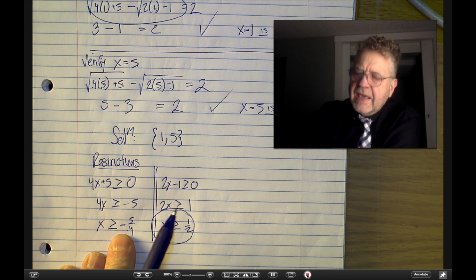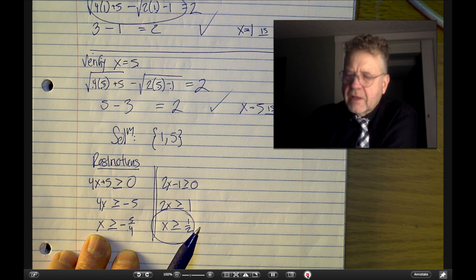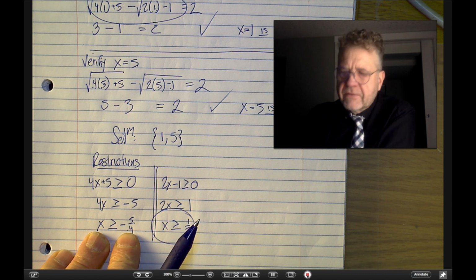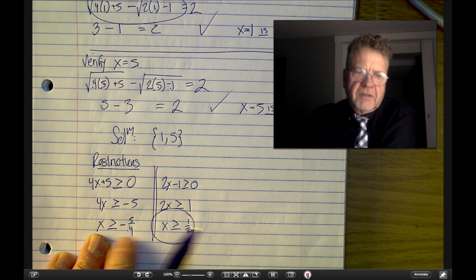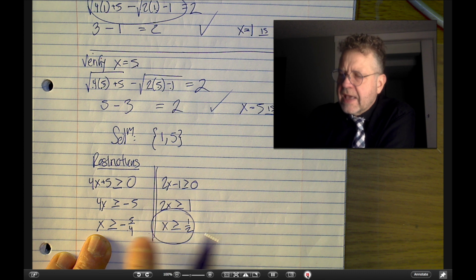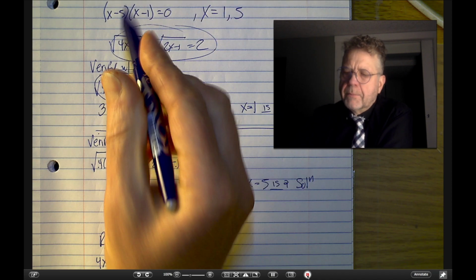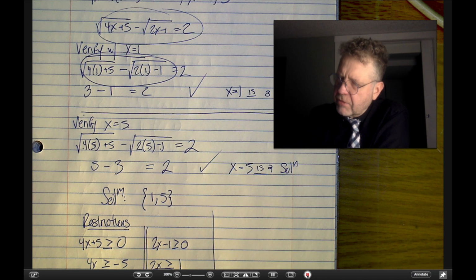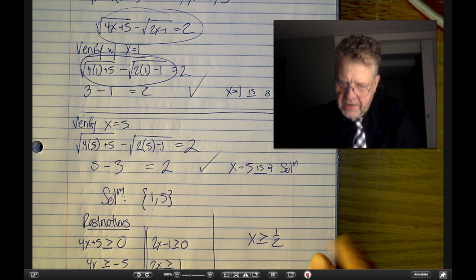Yes, in one case, x can be greater than negative 5/4, but let's say it's negative 1, right? Negative 1 is greater than negative 5/4. Negative 1 won't work here. 0 won't work here. x equals 0 won't work. Only x values that are greater than or equal to 1/2 will work on both sides of the initial equation. And so the restriction is x must be greater than or equal to 1/2.